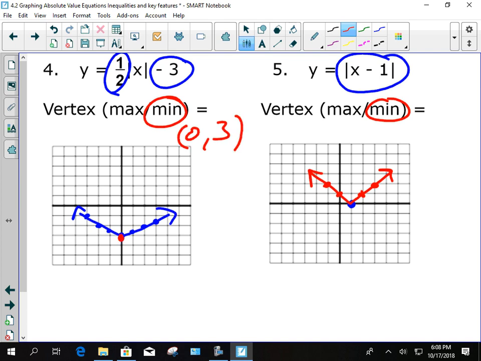Here, my vertex is at 1, 0. See, you go x first. It's over at 1 on the x. Didn't go up or down any. Okay.